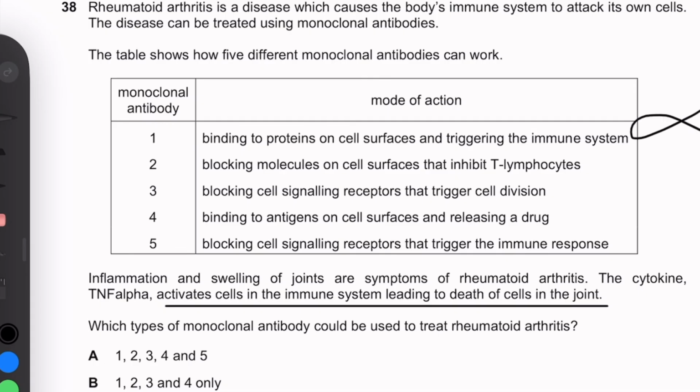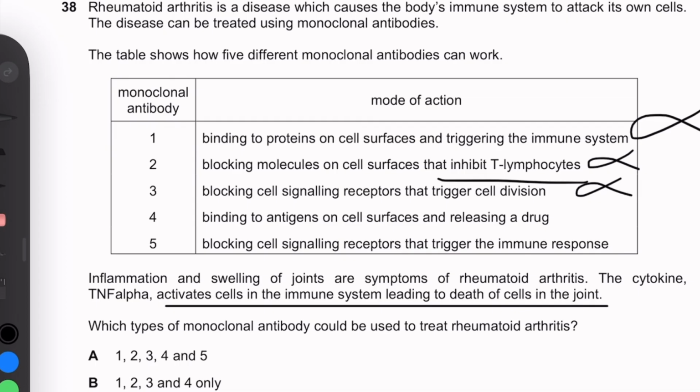Blocking molecules on cell surfaces that inhibit T lymphocytes. We are blocking the molecules that inhibit T lymphocytes. We want T lymphocytes to be inhibited, so we shouldn't be blocking the molecules that inhibit them. So we should cross this. Blocking cell signaling receptors that trigger cell division. It's not really a cancer kind of situation where we're going to stop cell division, because it's not really happening. What's happening here is that we have cytokines triggering the cytotoxic T cells, which are going to kill the pathogen, or kill not really pathogens, just the cells of the joint. So I wouldn't really choose this for the mode of action. However, we'll see the options later.